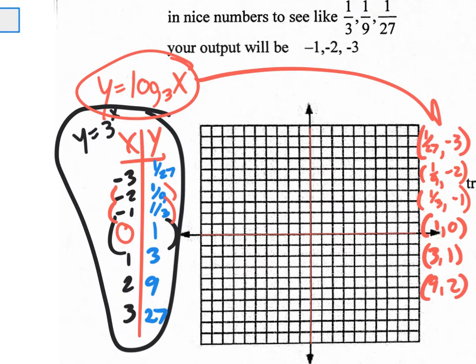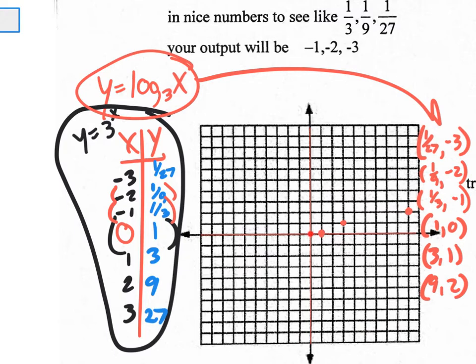So let's graph our actual logarithmic function. Let's begin with the easiest coordinate, 9, 2. 9 on the x, 2 on the y. Here it is. Let's go with 3, 1. 3 on the x, 1 on the y. There it is. Let's go to the next one, 1, 0. That one's pretty easy. 1 on the x, 0 on the y. There it is. And then 1/3, -1.